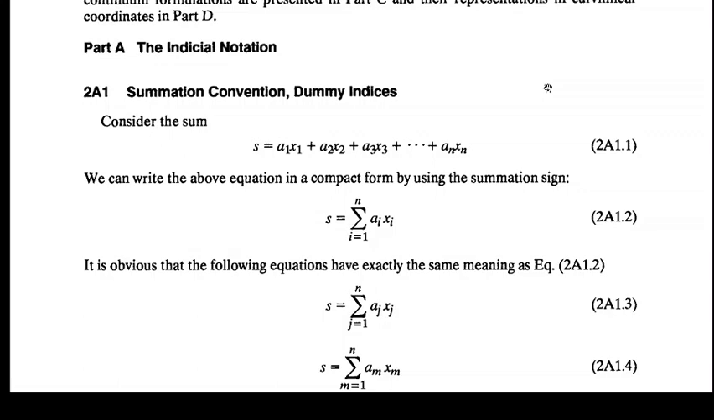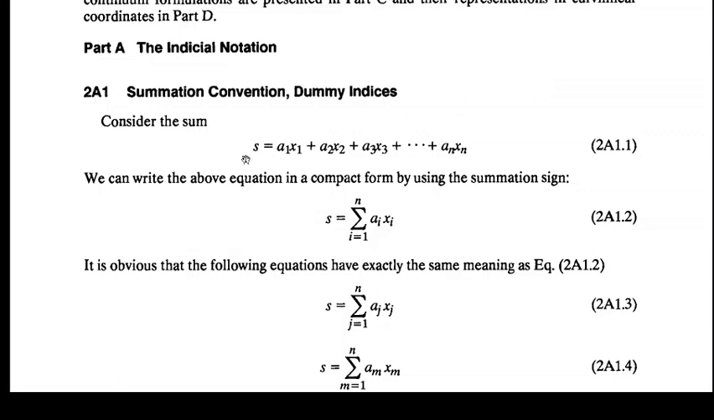So basically we have two types of indices. One is dummy indices, and the second kind is called free indices. So let's start with dummy indices. Which type of indices are called dummy indices?